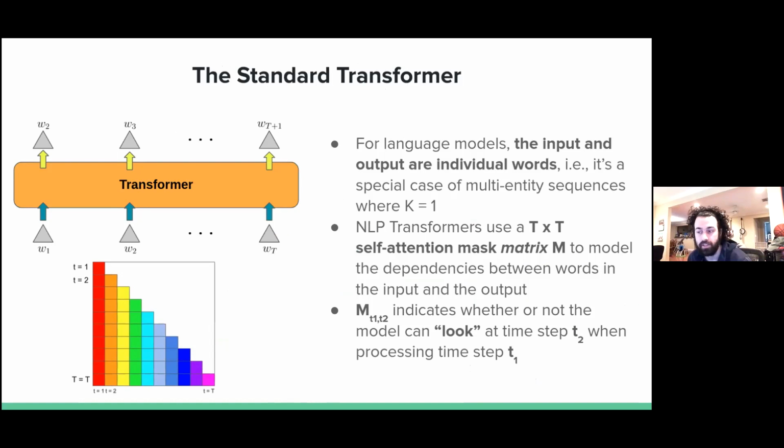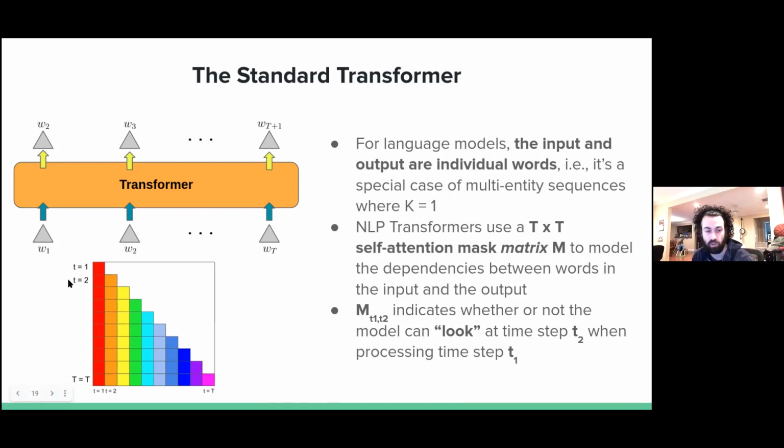Okay, so the standard transformer works by basically the input and output are individual words in the case of a language model, for example. So this is basically a special case of multi-entity sequences where the k is equal to 1. And so the way NLP transformers model the dependency between words in the input and the output is by using a self-attention mask matrix M that is the length of the sequence by the length of the sequence. What that basically does is that each cell in the matrix indicates whether or not the model can look at time step T2 when processing time step T1.